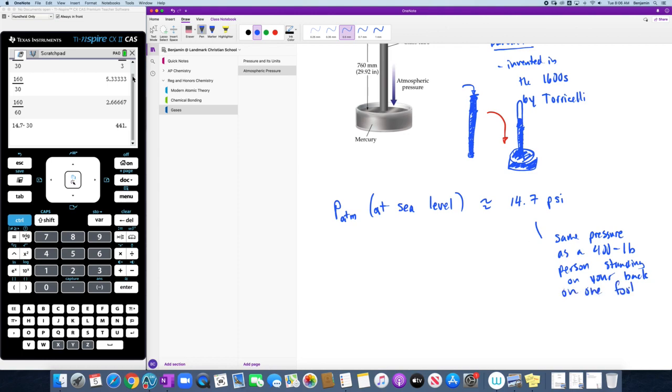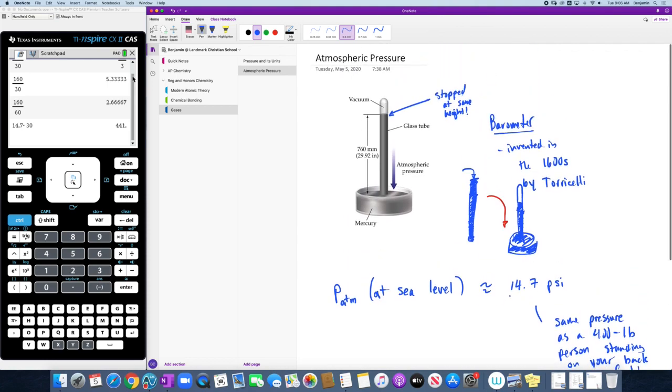That would not feel comfortable, right? That would be really uncomfortable. And yet, this is being exerted on you and me all the time, and we don't feel it. Okay, and that's pretty shocking, frankly. In other words, it's the atmospheric pressure pushing down on this tub of mercury that prevents the mercury from draining all the way out.